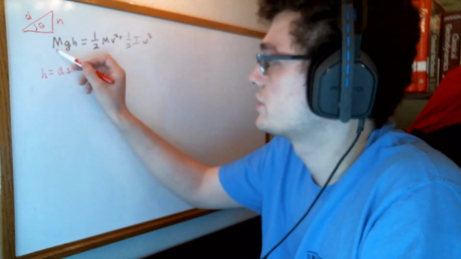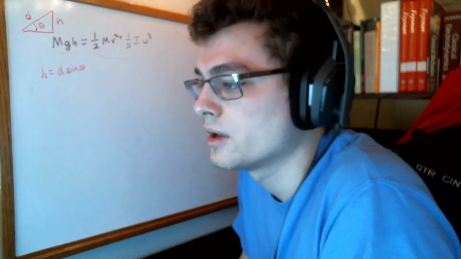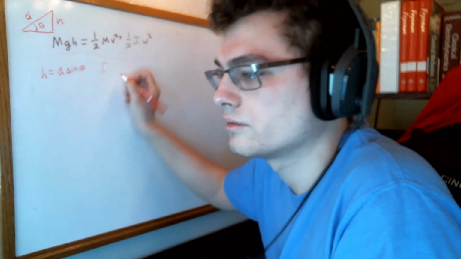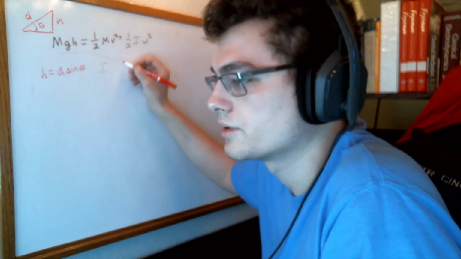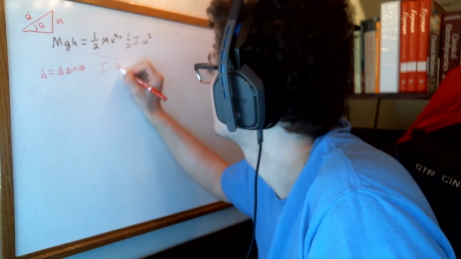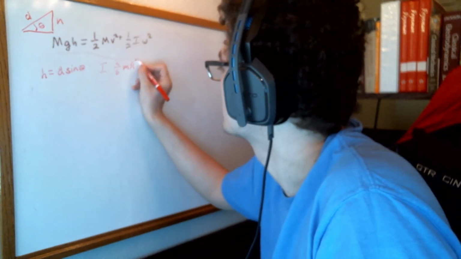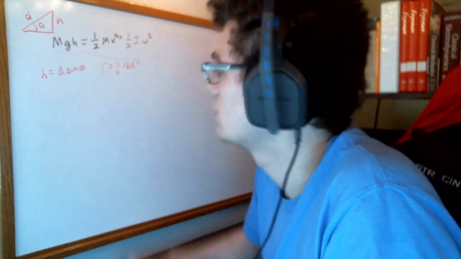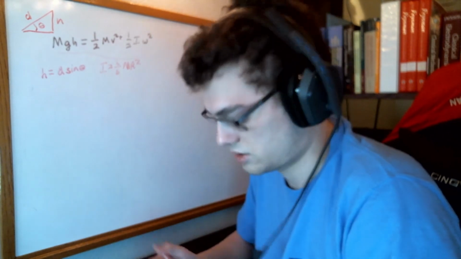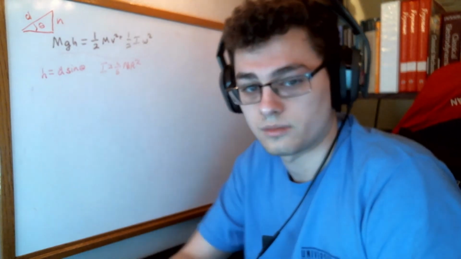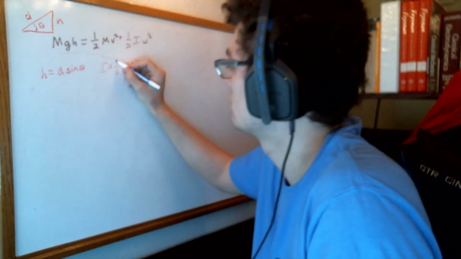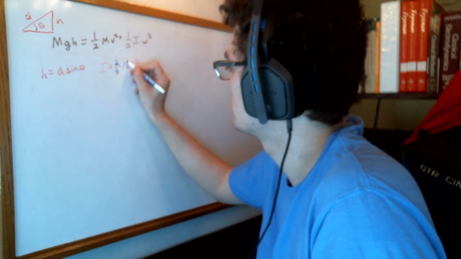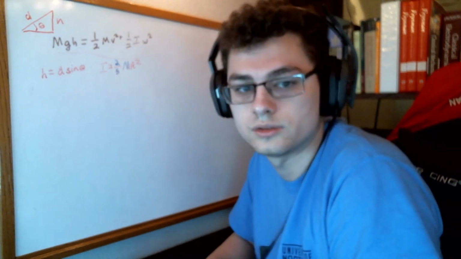And remember, this equation still applies here, but in this case, I for this sphere is going to be 2/5 mr squared. And so we just have to plug that in. I feel like this isn't picking up right. Two-fifths mr squared.